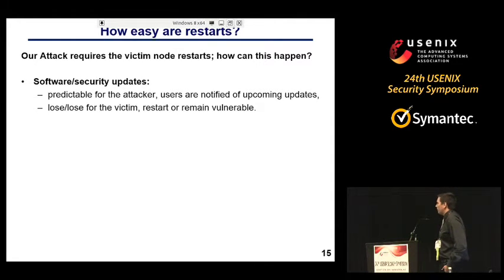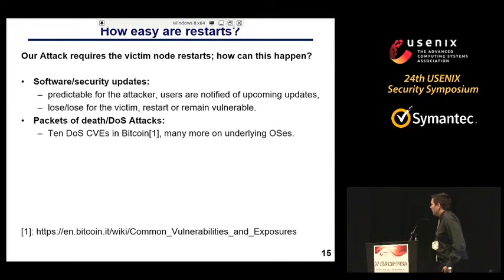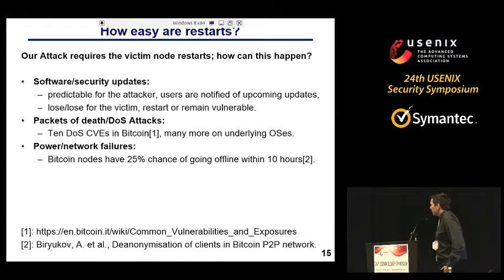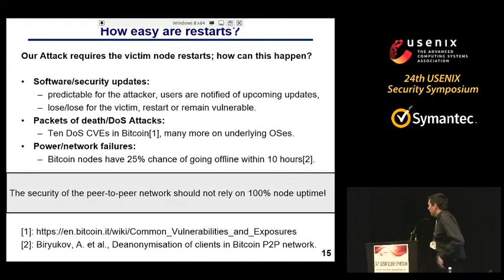Also, there are critical security vulnerabilities that are released that the victim either needs to patch or it's lose-lose for the victim. There have been several denial of service and packets of death CVEs in Bitcoin and many more in the underlying OSs. One study said that within about 10 hours, a public Bitcoin node has about a 25% chance of going offline. And then finally, the security of Bitcoin's peer-to-peer network should not rely on 100% node uptime.